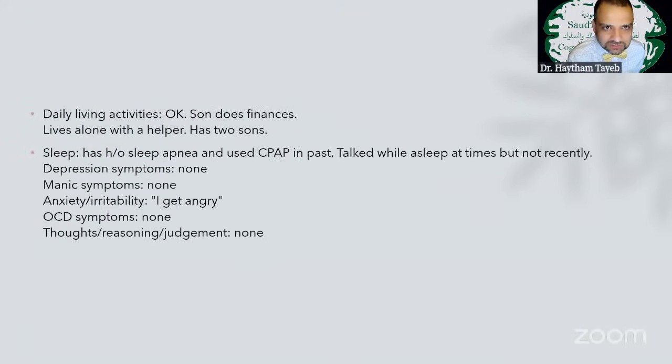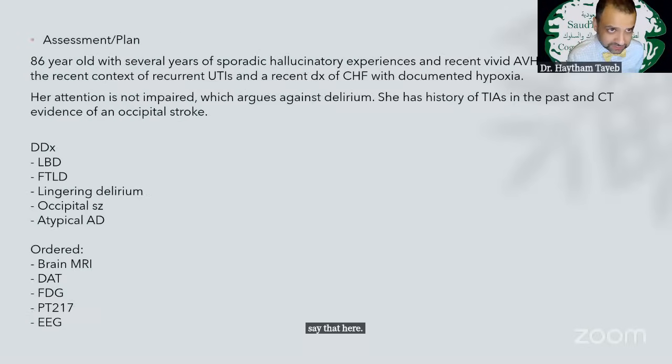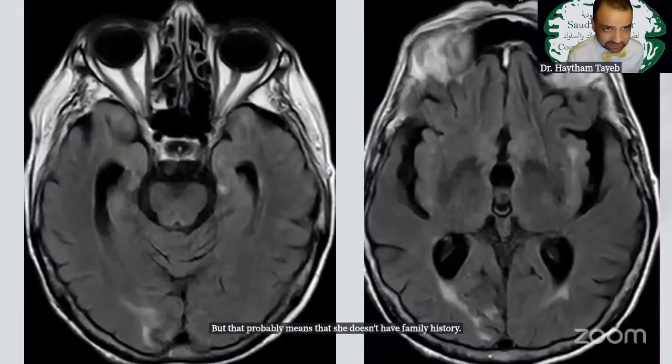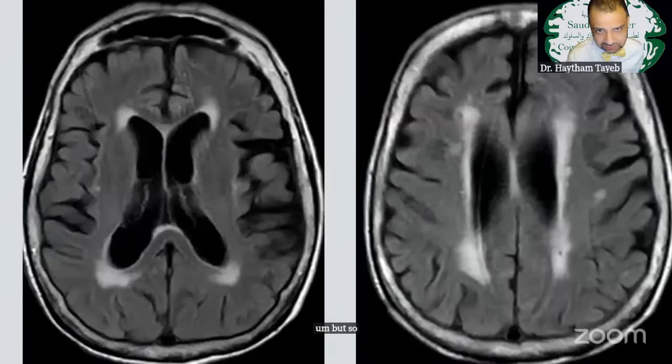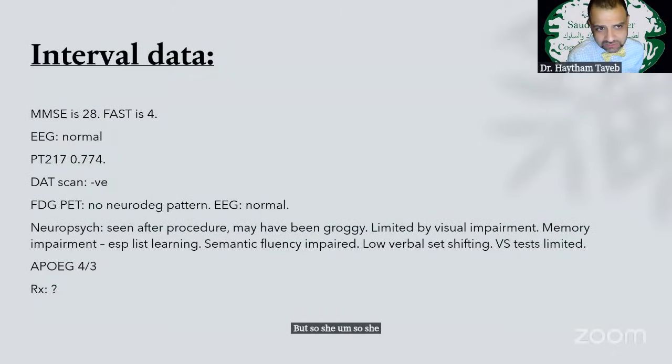Unfortunately, I don't say that here, but that probably means that she doesn't have family history. But she does have amyloid, and she's had it for a little.